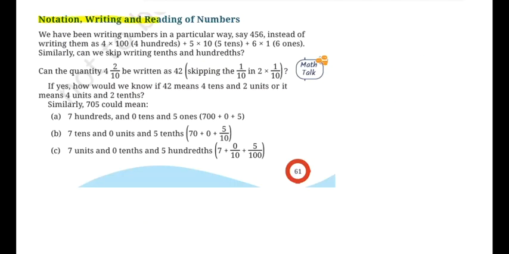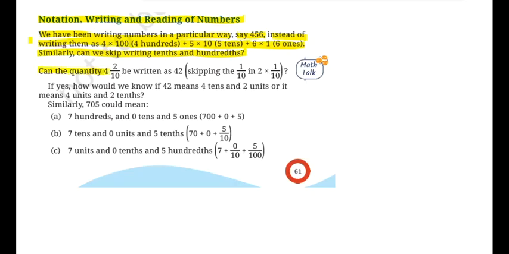Notation, writing and reading of numbers. We have been writing numbers in a particular way, say 456. Instead of writing them as 4 into hundreds, that's 400, plus 5 into 10, that is 5 tens, plus 6 into 1, that is 6 ones. Similarly, we can skip writing tens and hundreds. So the form which they have mentioned over here is the expanded form of the number in Indian system.